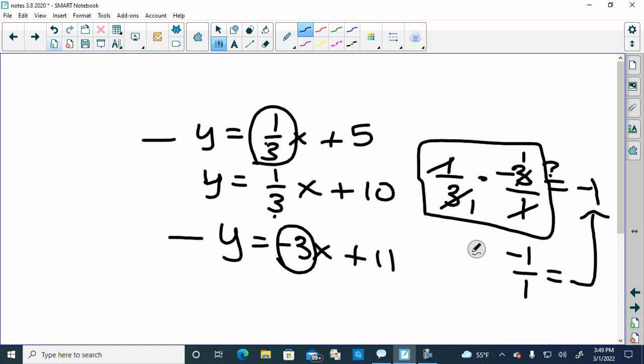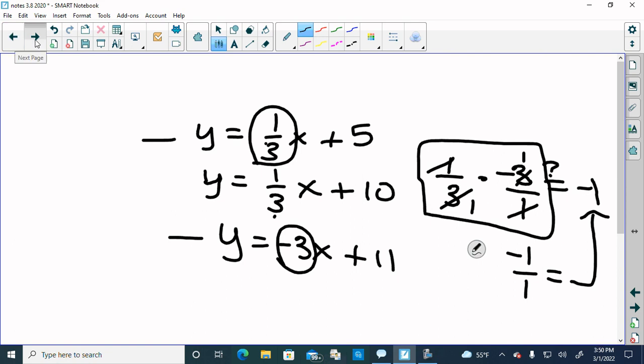Okay, so in front of the x, if they're exactly the same, then they're parallel. If the two are not the same, but they multiply to equal a -1, then they are said to be perpendicular. Now if this was a +3, that would not work, because then I would cross cancel and I wouldn't have a -1 right here. This would be a +1. Well, a +1 divided by a +1 is not a -1.